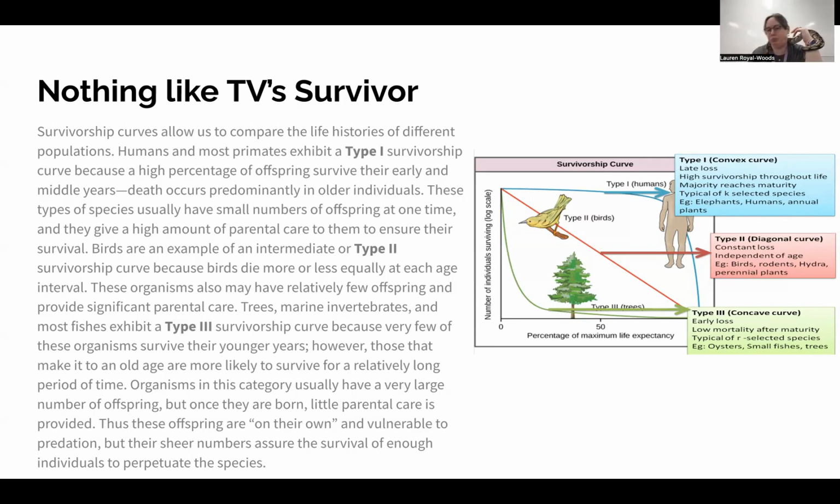So a lot of creatures, birds, rodents, hydra, perennial plants, they have equal loss at each age. So that's why it's pretty much a straight line all the way down.